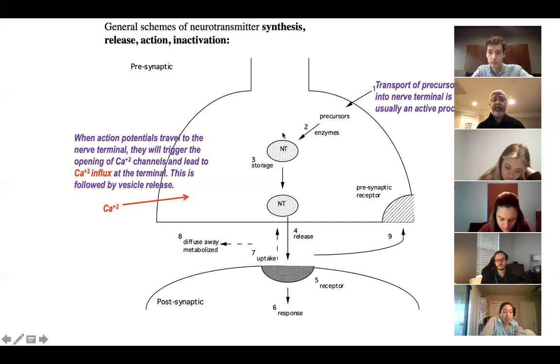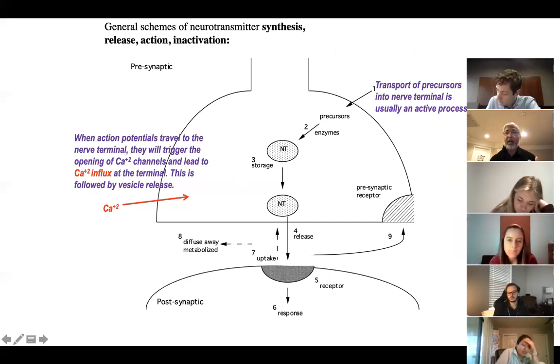Now, if it is an adrenergic neuron, the neurotransmitter will be norepinephrine. In that case, your precursor will be tyrosine, which is an amino acid, right? So by enzymatic action, the tyrosine will be converted into norepinephrine. So which neurotransmitter will be stored in the synaptic vesicle will depend on what type of nerve it is.